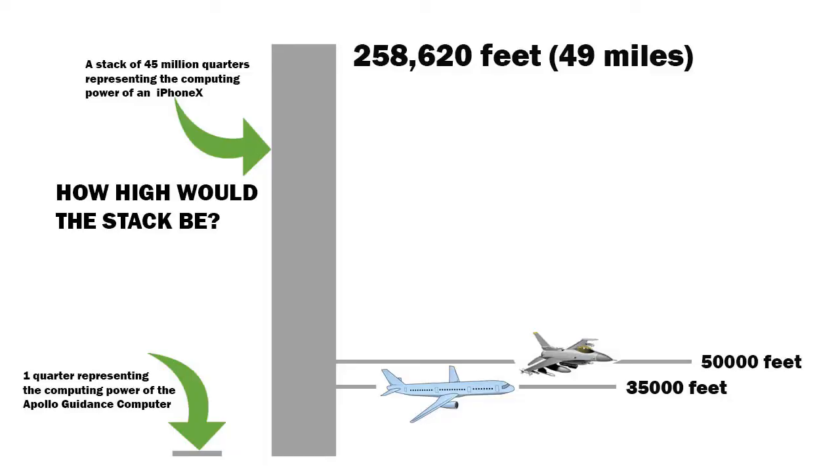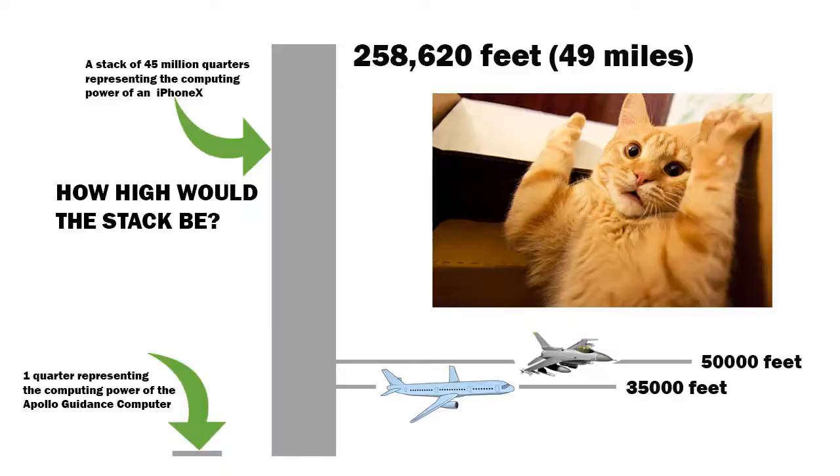Now, a 737 flies at 35,000 feet, and an F-16 flies at about 50,000 feet. 49 miles is much higher than that. And that is the power of the devices that we carry in our pockets. We have the power to change the world. And what do we do with it? We watch silly cat videos on YouTube and maybe play a few games. But we can change the world with these devices.